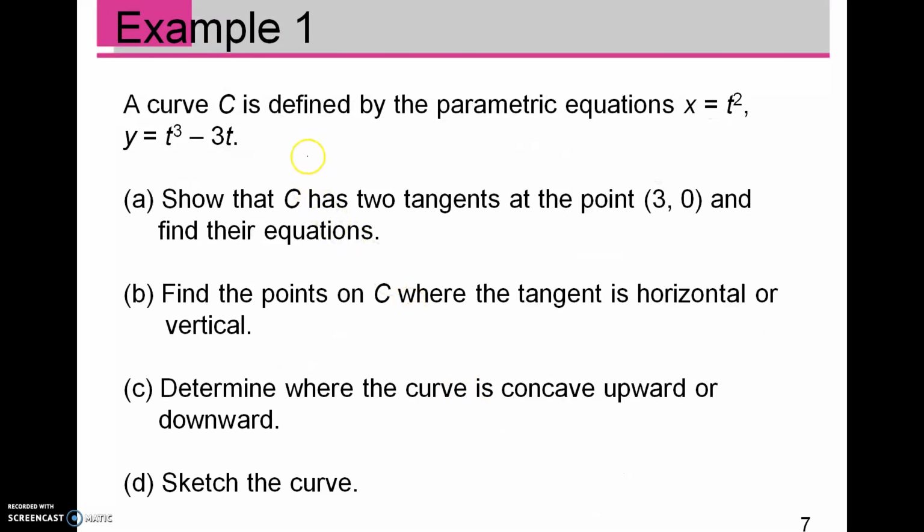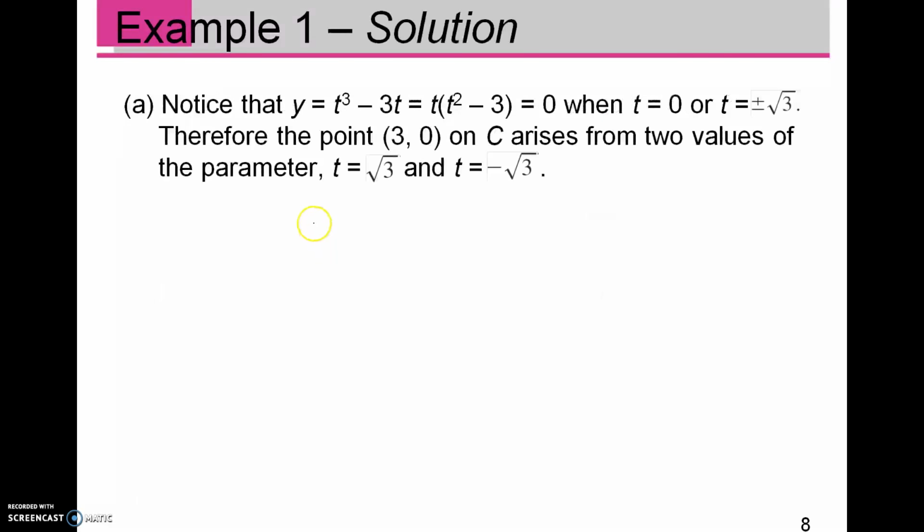A curve C is defined by the parametric equations x equals t squared, y equals t cubed minus 3t. So we want to show that C has two tangents at the point (3, 0), and then we'll find their equations. Find the points on C where the tangent is horizontal or vertical, and determine where the curve is concave upward or downward. All right, and then we'll sketch the curve. So we'll go through each one of these.